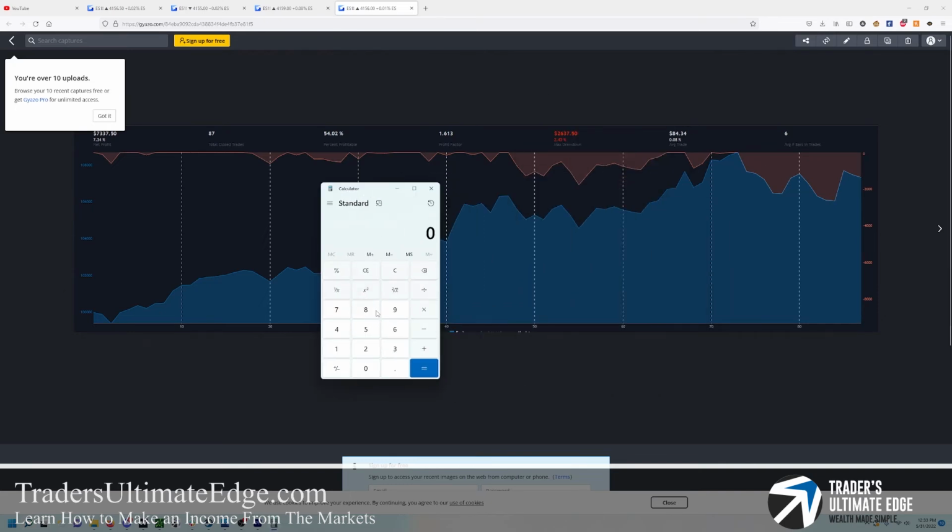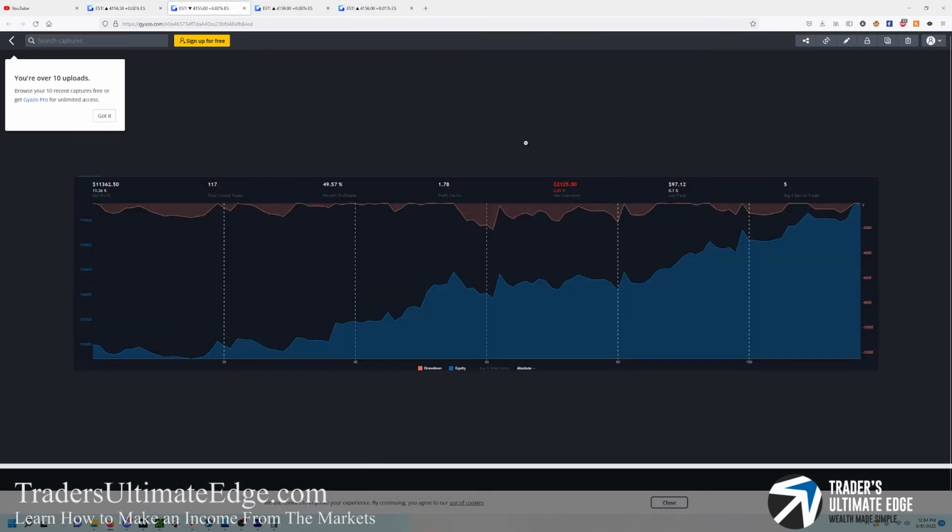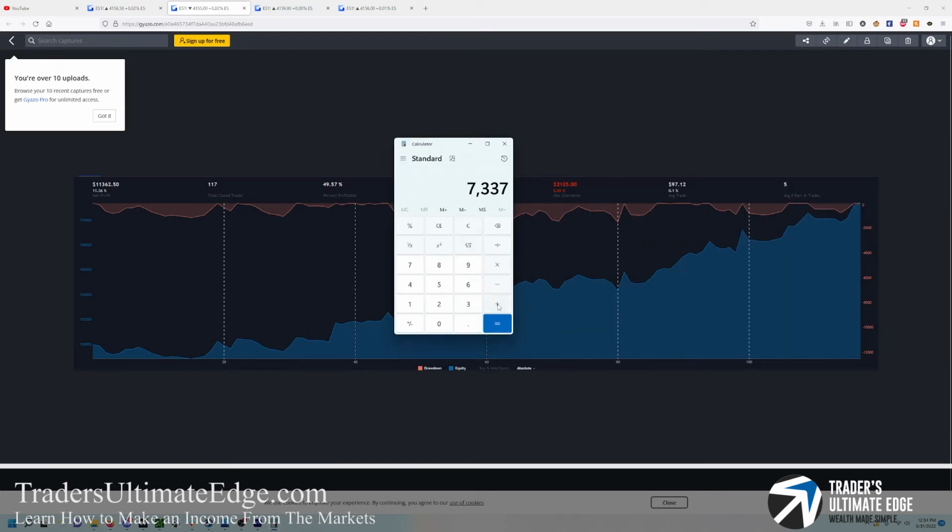So let's do a little bit of math. 7,337. What was the other one? 11,362 plus 7,337 equals $18,699 in profit over approximately 2 months of trading a single contract on the ES with the optimized settings of the TUE Algo 2.0. That, ladies and gentlemen, is a very profitable indicator.